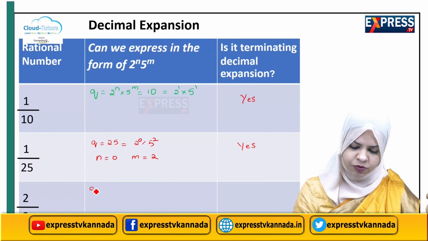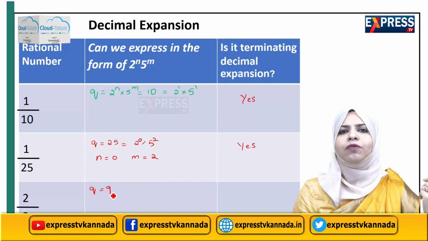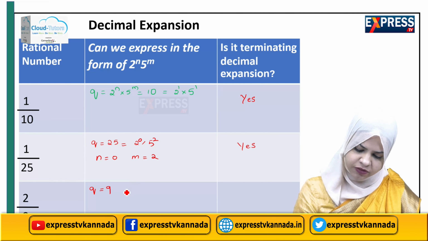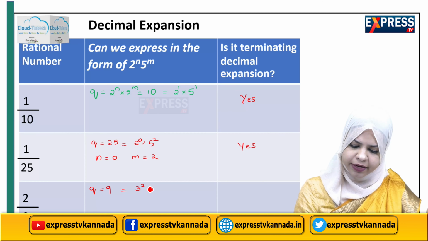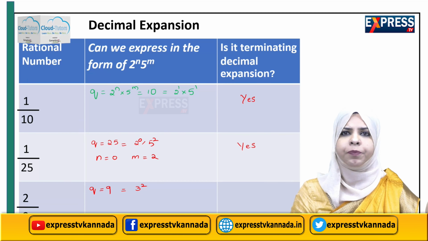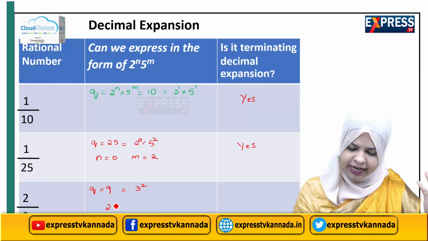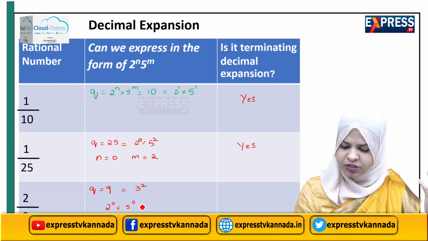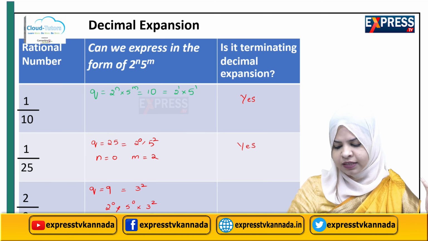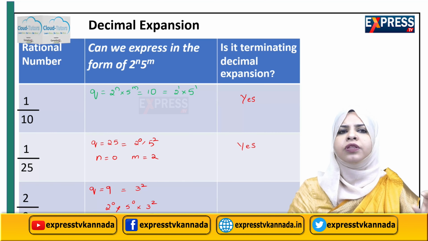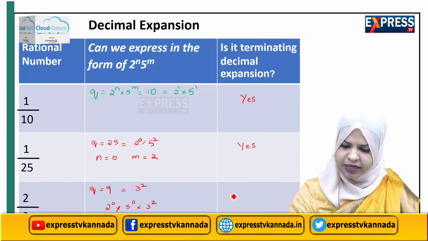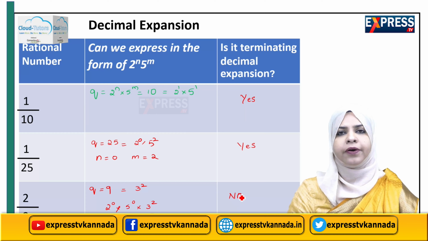Here again, let's see the next question. Q is equal to 9. So when I say Q is equal to 9, what are the factors of this? This can be written as 3 square. Can I express this in terms of 2 power n into 5 power m? No. Immaterial of whether I write it as 2 power 0 into 5 power 0 into 3 power 2, I still have the factor 3 square. So therefore, this is a non-terminating and recurring decimal expansion. Is it terminating? No. Okay.